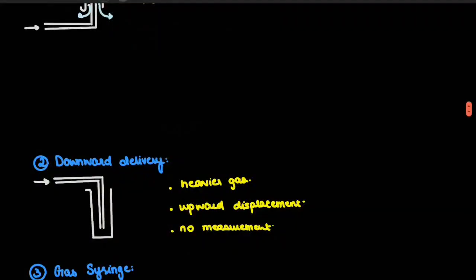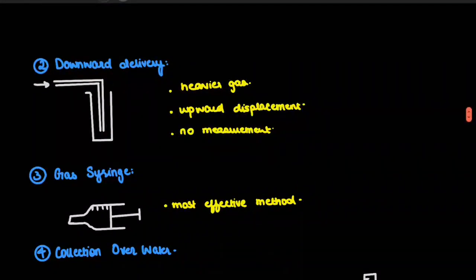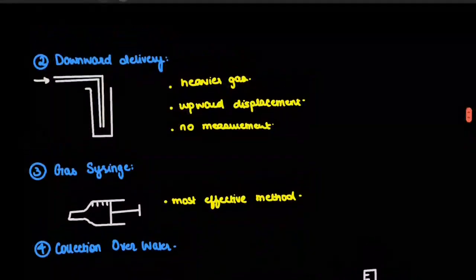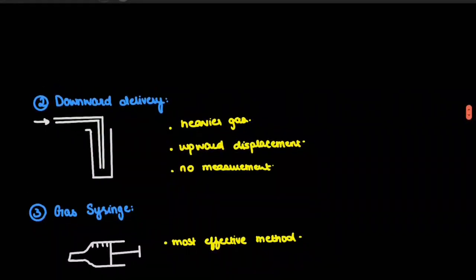Next is downward delivery as well as gas syringe. Downward delivery is for heavier gases, and of course you know that it will displace air upwards, so it's also called upward displacement. Again, we cannot do any measurements because some of the gas might also escape and we won't know the exact position of the gas in the beaker or the measuring cylinder.